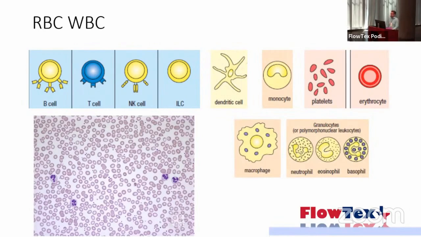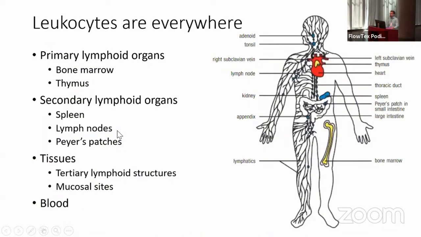WBCs are more rare. Shown here is just a bunch of neutrophils, honestly. But these are the ones we're interested in. We're interested in these rare cells. So we do little tricks to get rid of some of these red blood cells so that we can actually look at those white blood cells. Where are leukocytes? Honestly, they're everywhere. Leukocytes, of course, meaning lymphocytes, granulocytes, monocytes, that's a leukocyte.